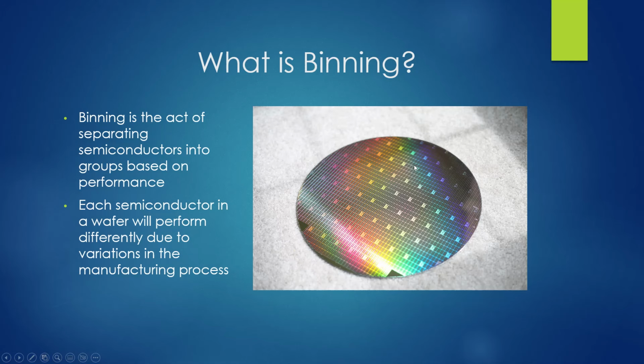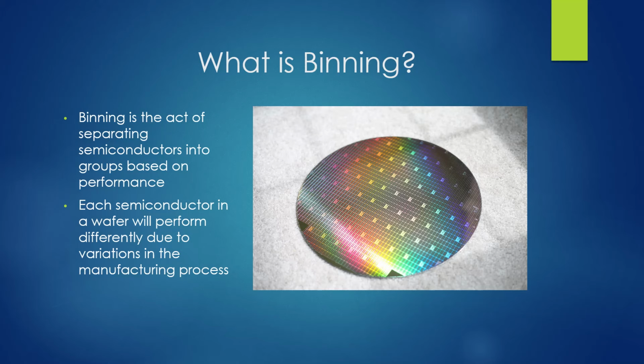So first, to give a little bit of background on what some of these terms mean. Binning is the act of separating semiconductors into groups based on their performance. On the right here is an image of a silicon wafer. This wafer is manufactured and it actually has multiple copies of a die on it. That's why you see this repeating pattern across it.